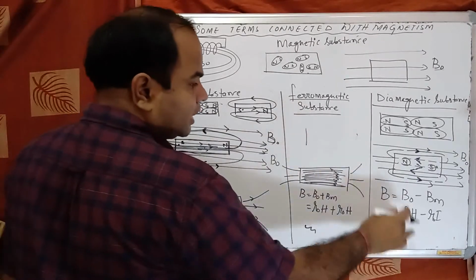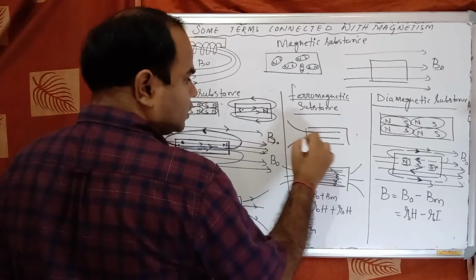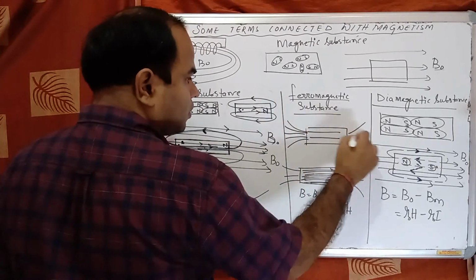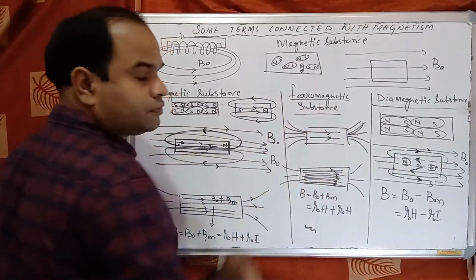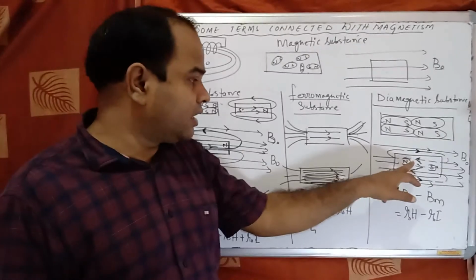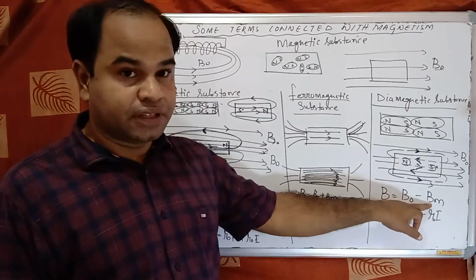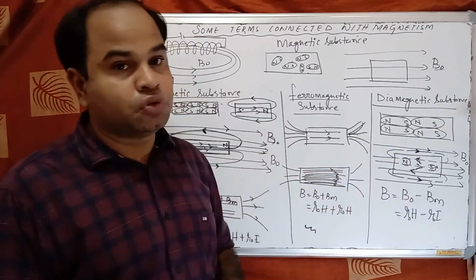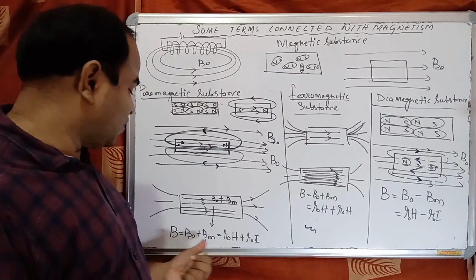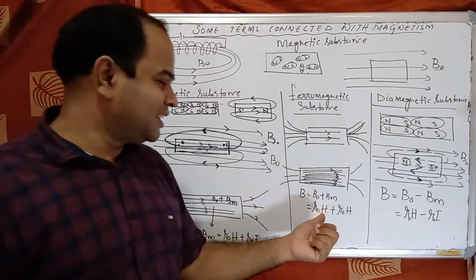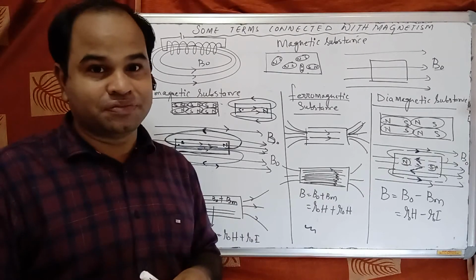Like this diagram will look like this: outside there will be more, inside there will be less. Okay, like this. And this net magnetic field inside is equal to external magnetic field minus induced magnetic field, that is mu naught H minus mu naught I, that is mu naught (H minus I). This is mu naught, the permeability of air medium. Okay.